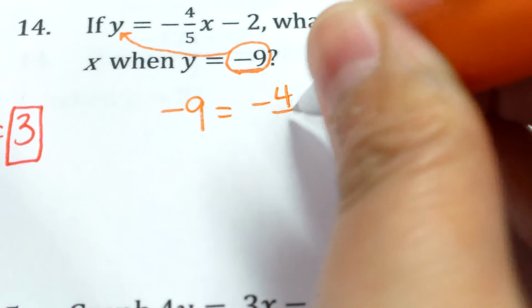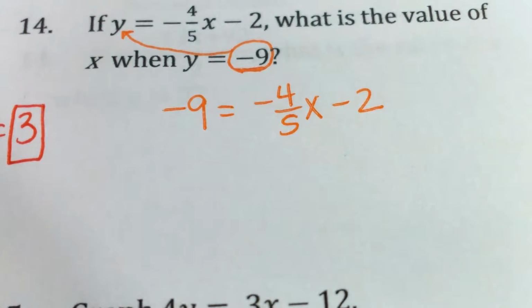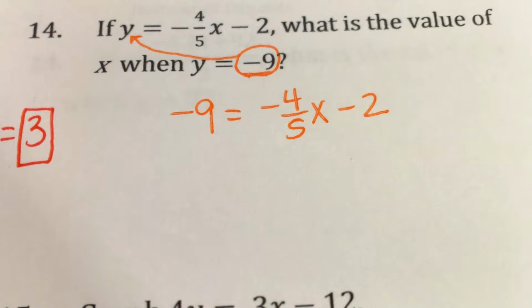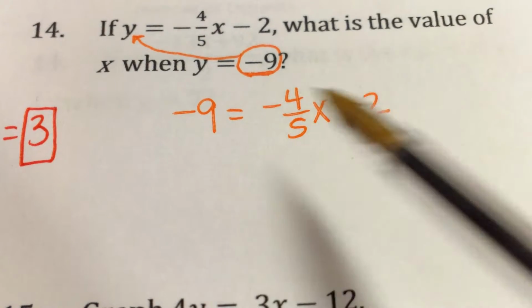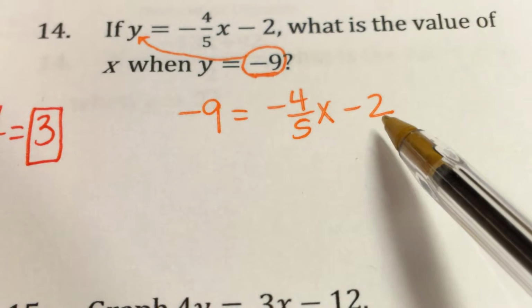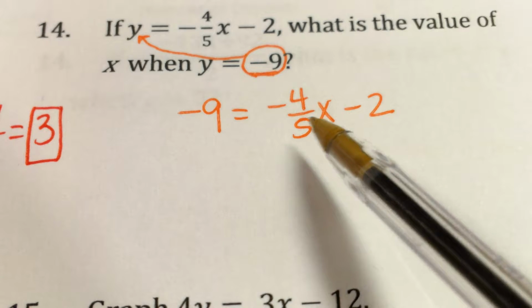because it's saying y is equal to that. So then now I have negative 9 equals negative 4/5 x minus 2. And we are going to solve for x. So we want x by itself. But first we have to get rid of the things that are preventing x being by itself. We have the negative 4/5 and we have the minus 2. We need to get rid of the minus 2 and then the number in front of the x.